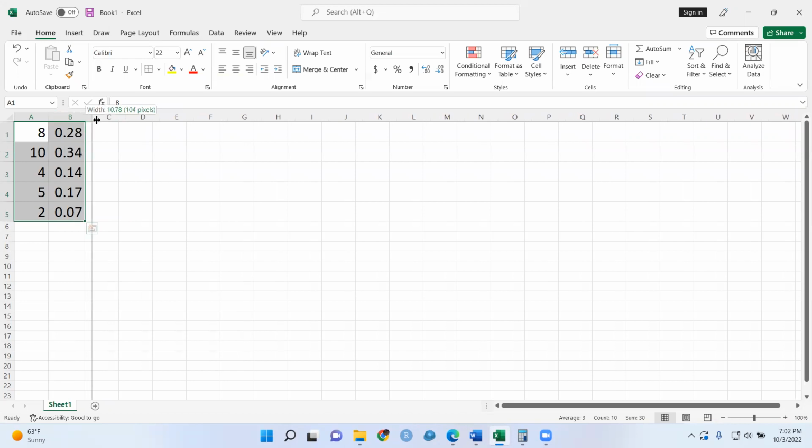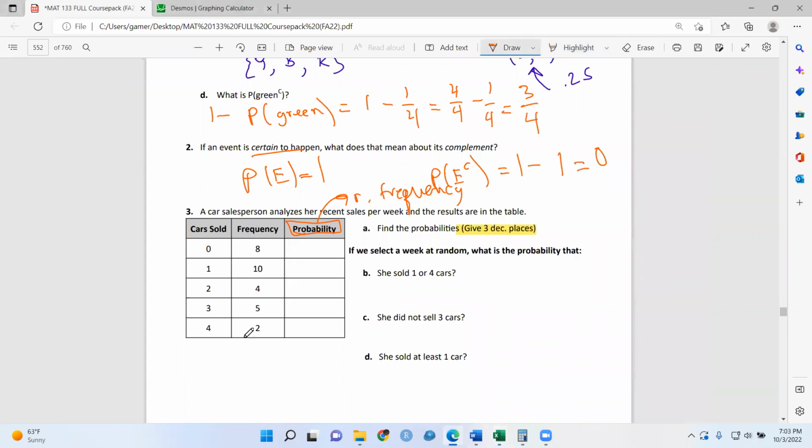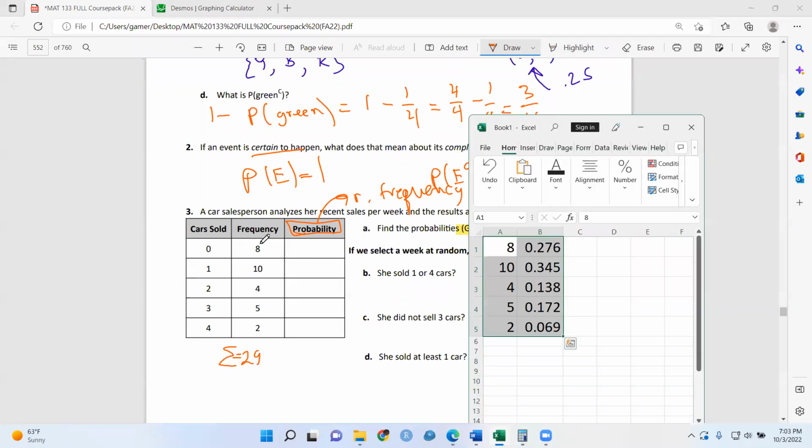So these numbers in B go in under the probability. No, you have to calculate. So what I did here is first I added up what the frequency was. That's 29. And then in Excel, I just wrote down the frequencies and divided each by 29 to quickly calculate the percentages. You might want to confirm that. So you got the 29 from the frequency. Yep, I did 8 plus 10 plus 4 plus 5 plus 2.